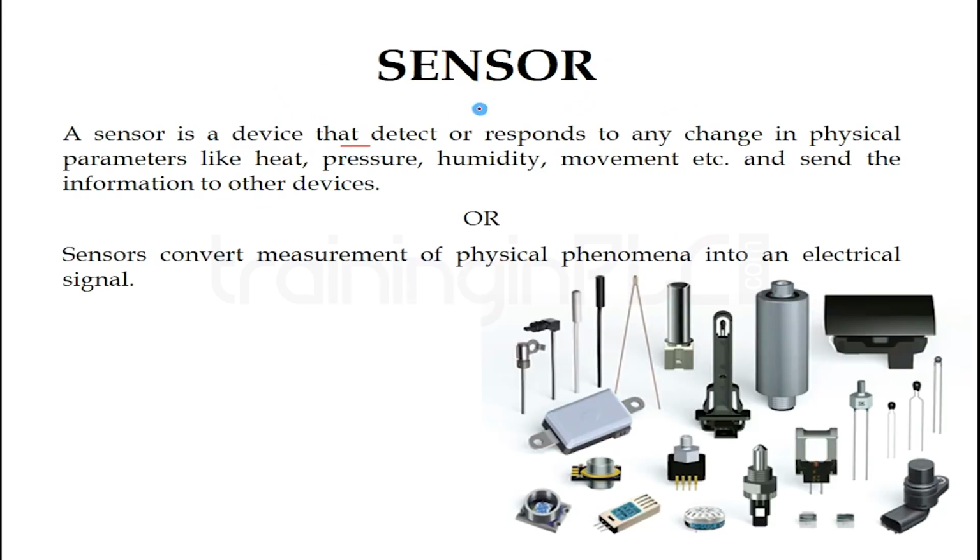A sensor is a device that detects or responds to any change in physical parameters like heat, pressure, humidity, movement, etc. and sends the information to other devices. Or in other words, you can say sensors are used to convert physical phenomena into an electrical signal. And there are different types of sensors available in the market.